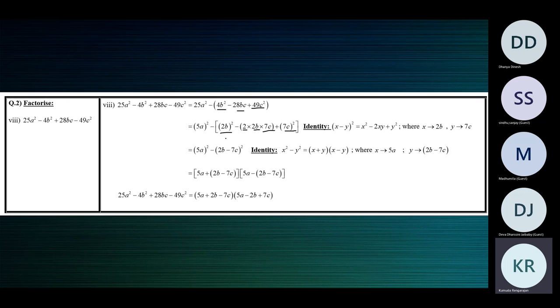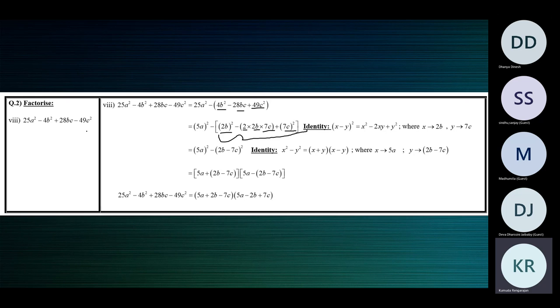So this looks like the identity x squared minus 2xy plus y squared, which is x minus y the whole square. In the bracket, it looks like x squared minus 2xy plus y squared, which is nothing but x minus y the whole square, where x is 2b and y is 7c.